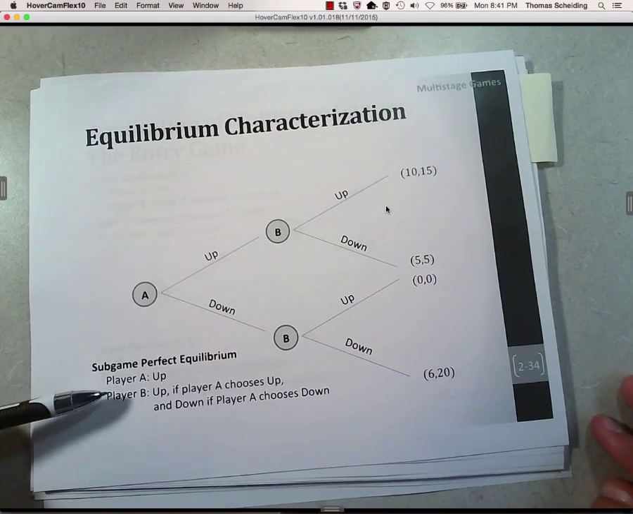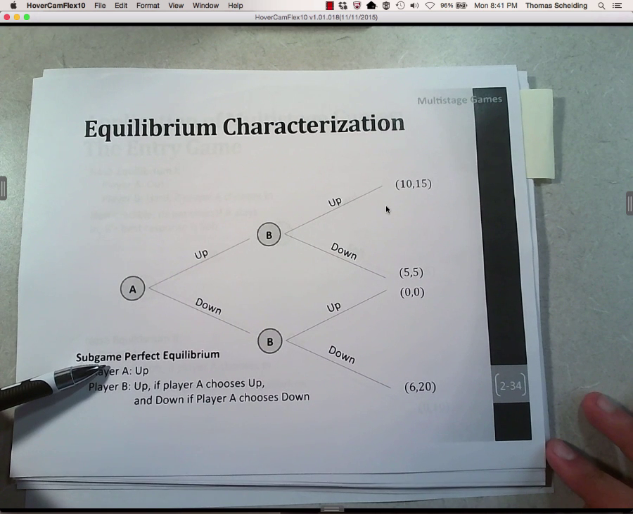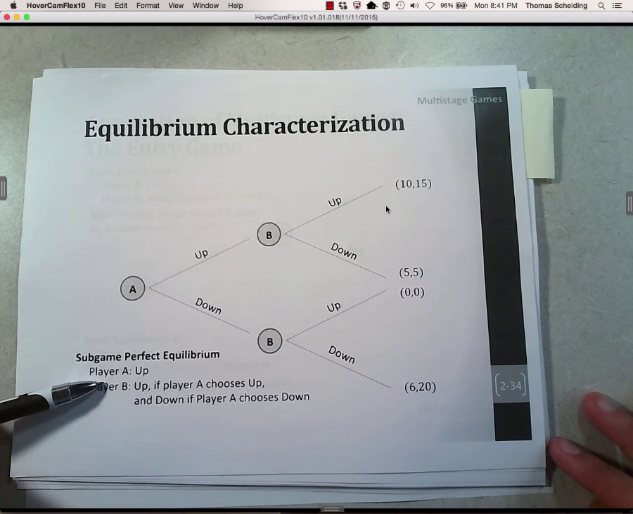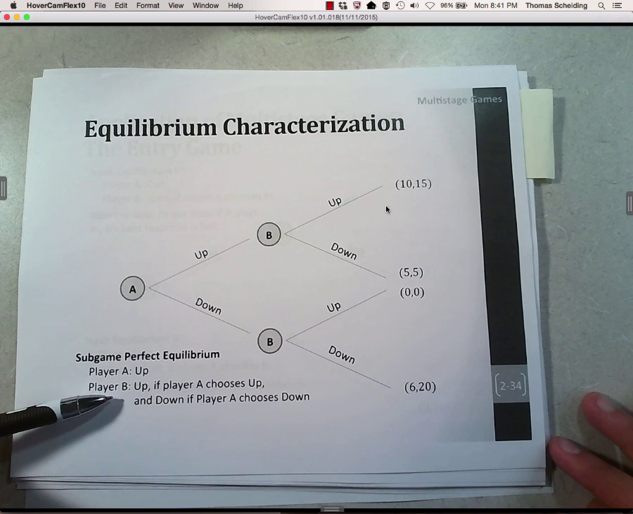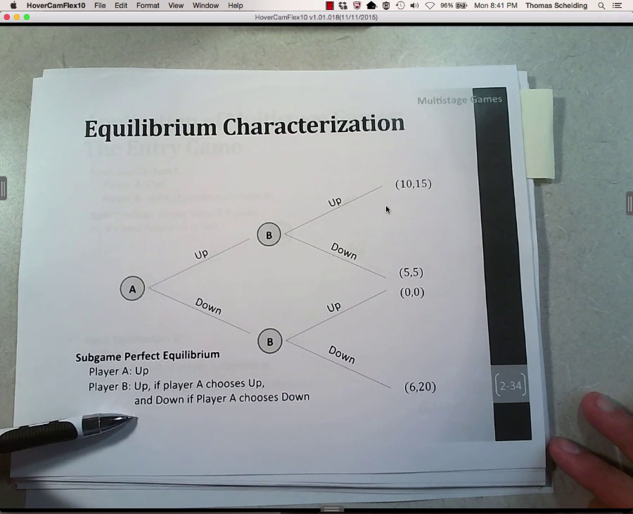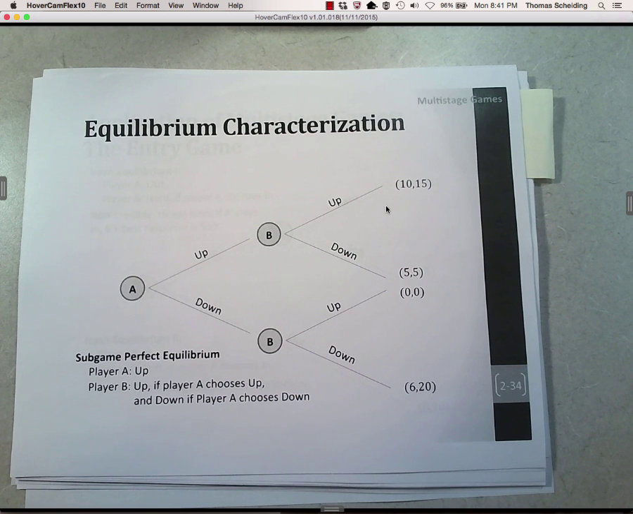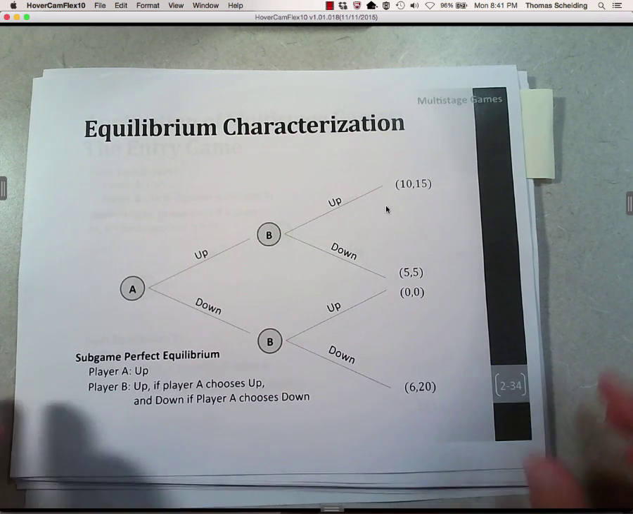And this is what you see right here. Instead of a Nash equilibrium, I get a subgame perfect equilibrium. If player A is choosing up, then player B chooses up. If player A chooses down, then player B chooses down. That's your notion of a sequential subgame perfect equilibrium.